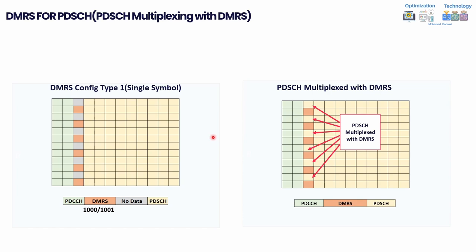And there is one associated drawback as well. In this particular case, whenever this is not being used for any data, we can have power boosting for the DMRS. We can use the remaining resource element power to be allocated for the DMRS, so this can improve your cell edge coverage.